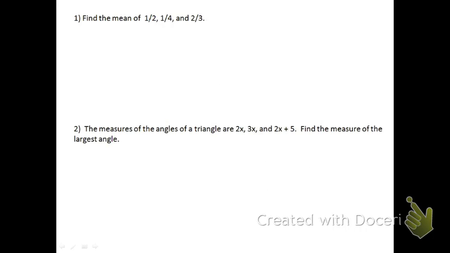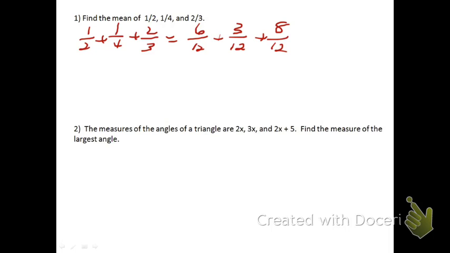Find the mean. Well, mean is average, so I want to find the average of these three numbers. So we're dealing with fractions, but we do the same thing. We add them together, divide by the number of numbers there, so we'll divide by 3. So we have 1/2 plus 1/4 plus 2/3. Common denominator is 12ths, so 1/2 is 6/12, 1/4 is 3/12, and 2/3 is 8/12.